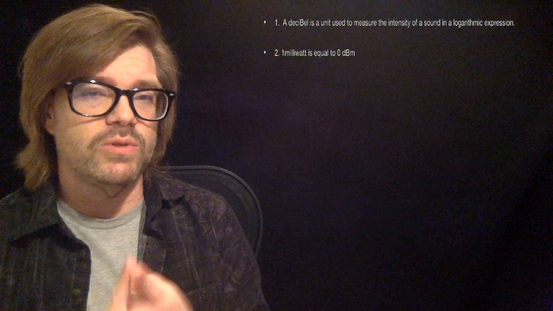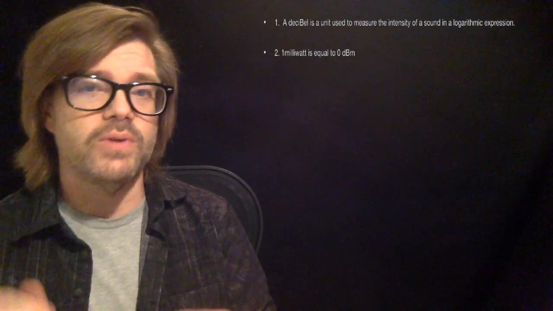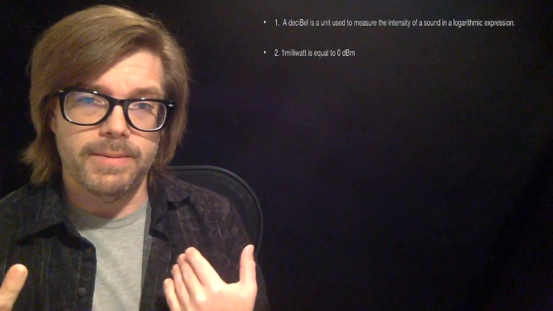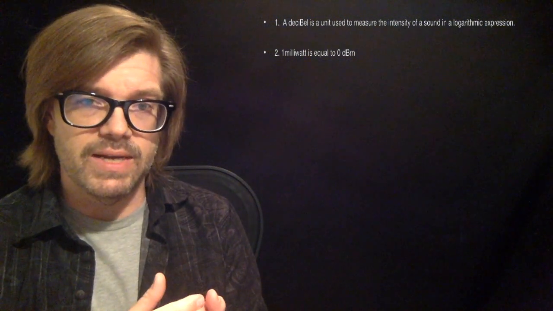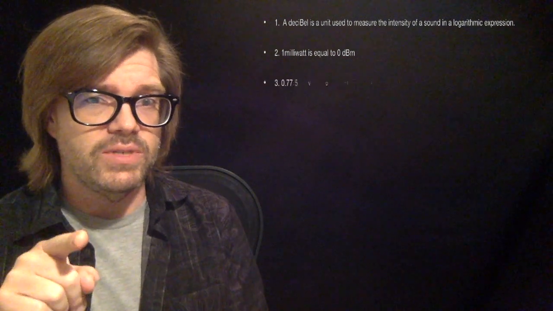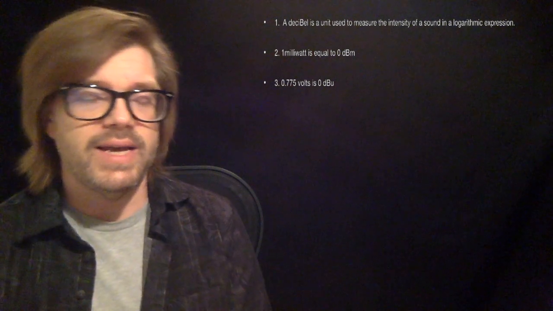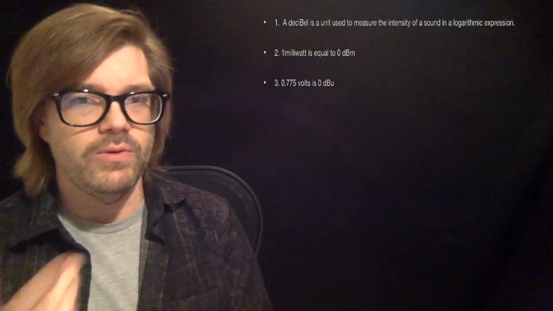dBm is the next one we're going to talk about. 1 milliwatt going through a system is equal to 0 dBm. Okay, as opposed to dBu. We'll use dBu for the electronics. 0.75 volts is going to show up as 0 dBu.